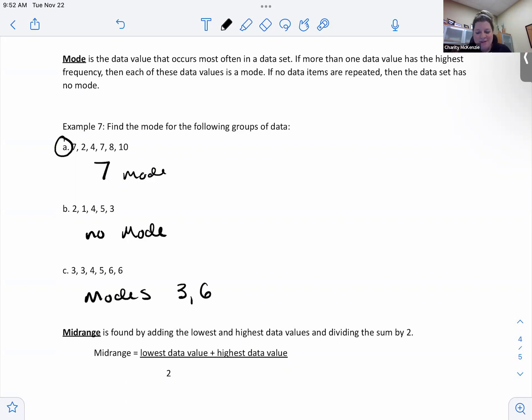Mode is great also. It's our only way to find the middle of words, of category data. So if I collected everyone's hair colors, I cannot add them up and divide by how many there are. Nor can you assign them numbers and add them up, because that's not the same thing. That's not finding the middle. So I would put all the hair colors and see which one was the most common. That's the middle. So the mode is great for category data.